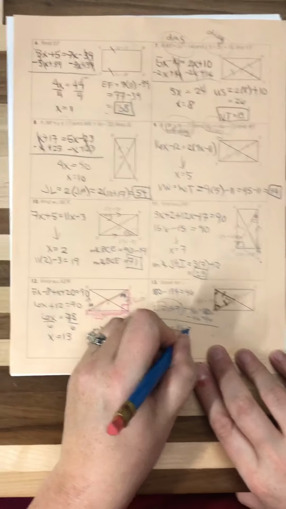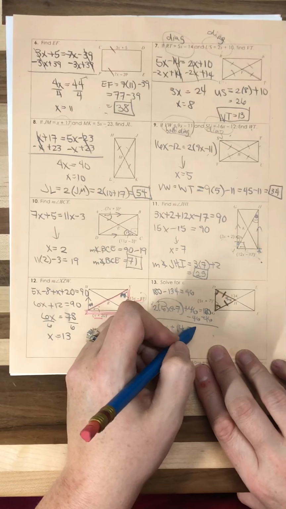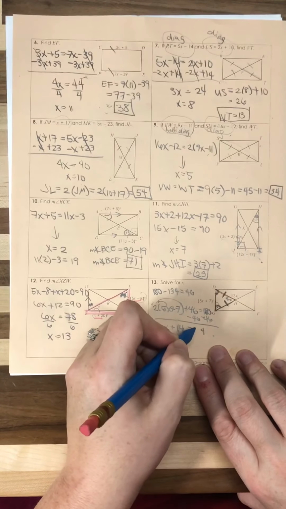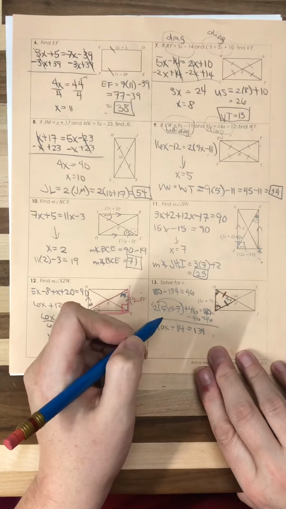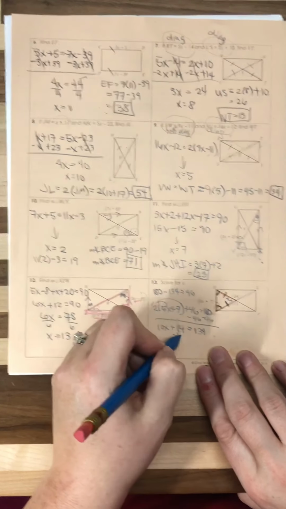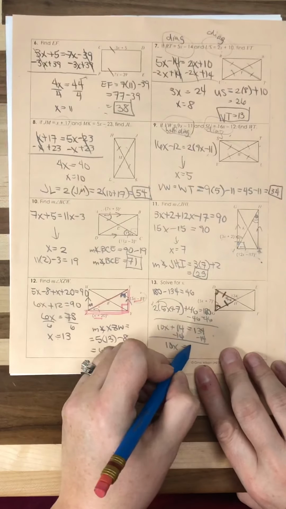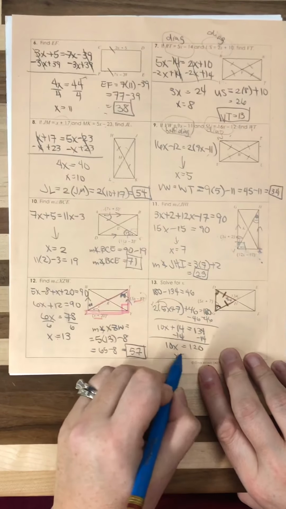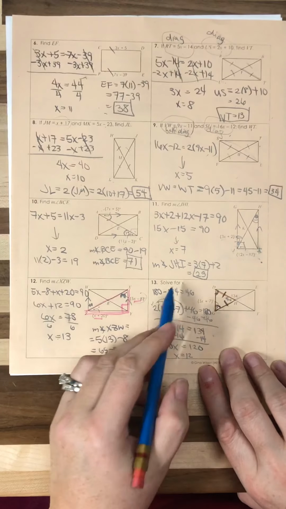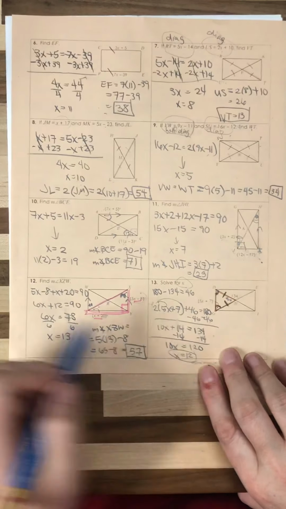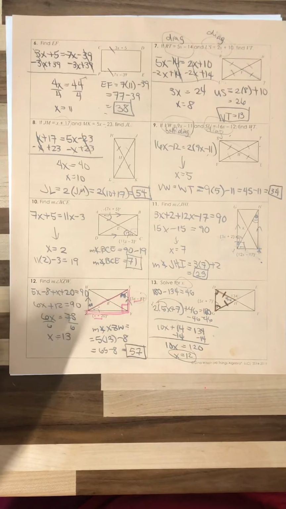Equals 134 minus 14. So 10x equals 120. Yay! X equals 12. And we can stop there! Yay! Okay, good job. Now I'll work on the homework.